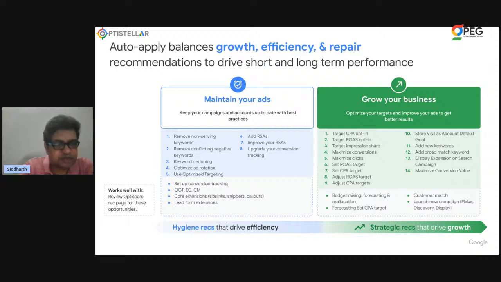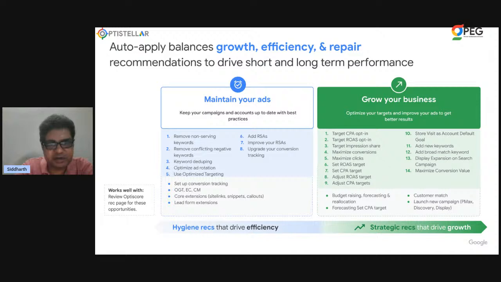The recommendations that fall within maintain your ads are the hygiene recommendations, the low hanging fruits. They will help you set up your account, improve your account efficiency, and make sure that these hygiene or best practices are being followed, right? If you're starting with auto apply recommendations, you should definitely look into incorporating these recommendations.